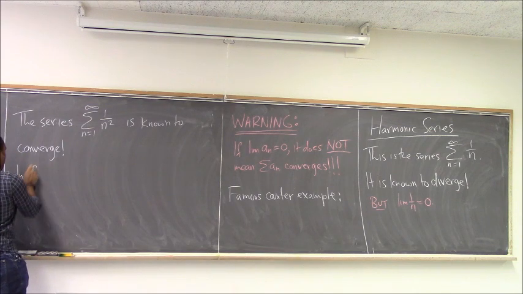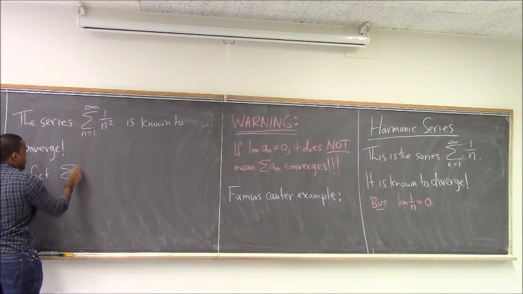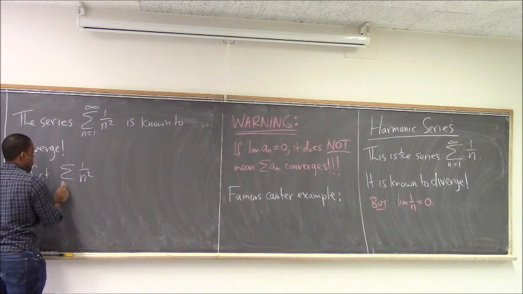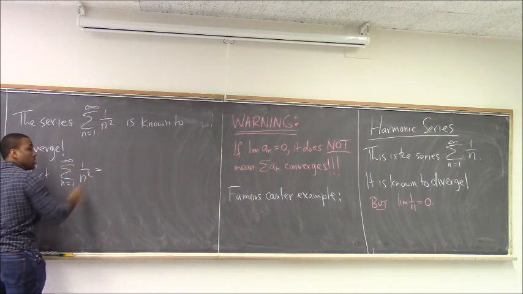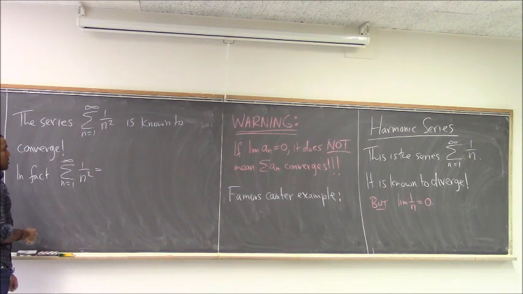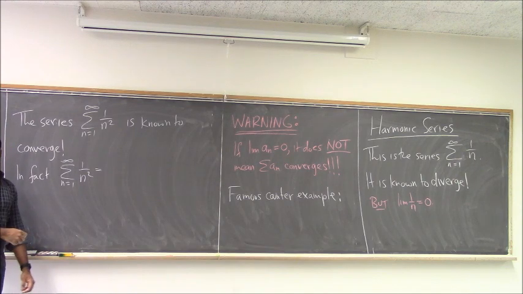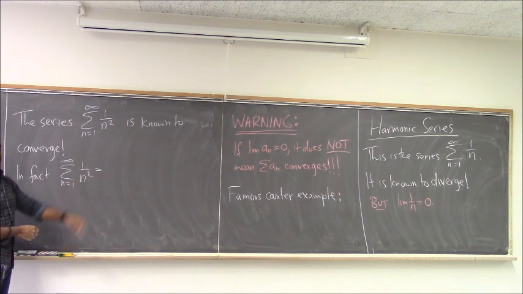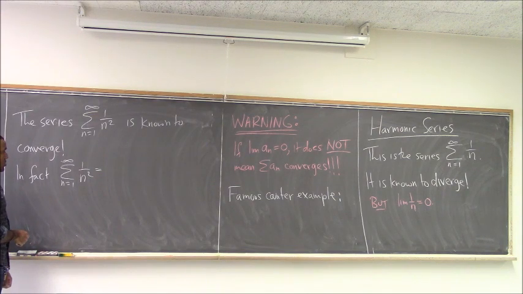In fact, has anyone seen this guy before, knows what it converges to? So this is like 1 over 1 squared plus 1 over 2 squared plus 1 over 3 squared. Is it a P series? It is a P series, but what is the answer? Good question. Is it divergence? Because p is equal to 2? No. It's known to converge. Oh, 0. Right? What is it?